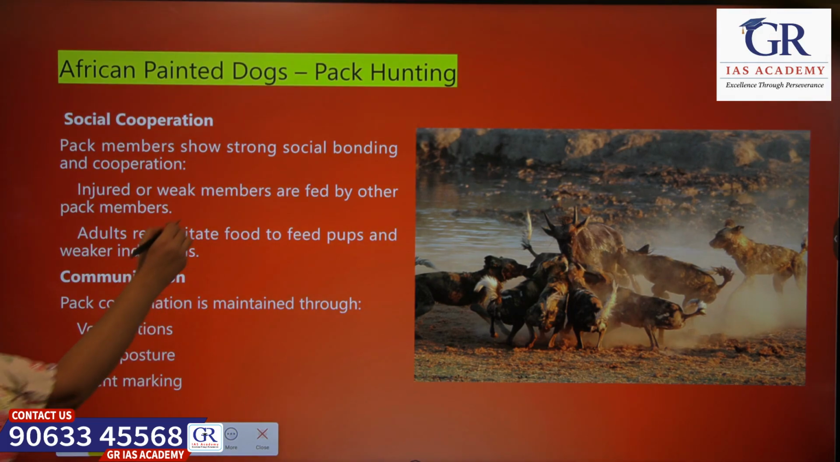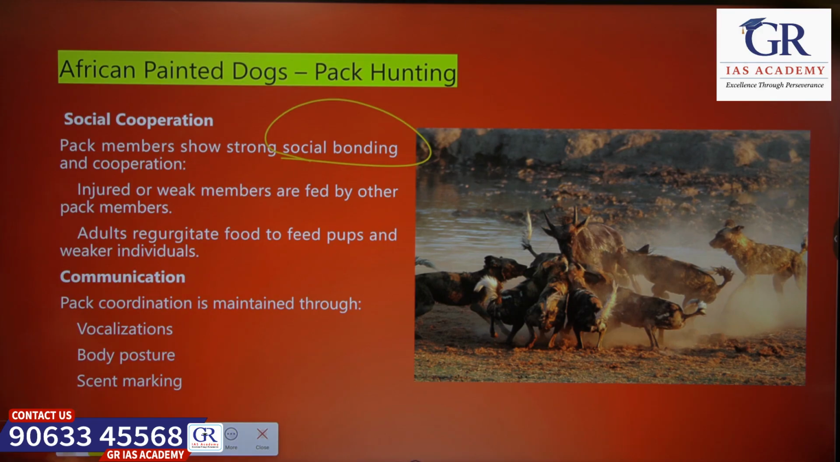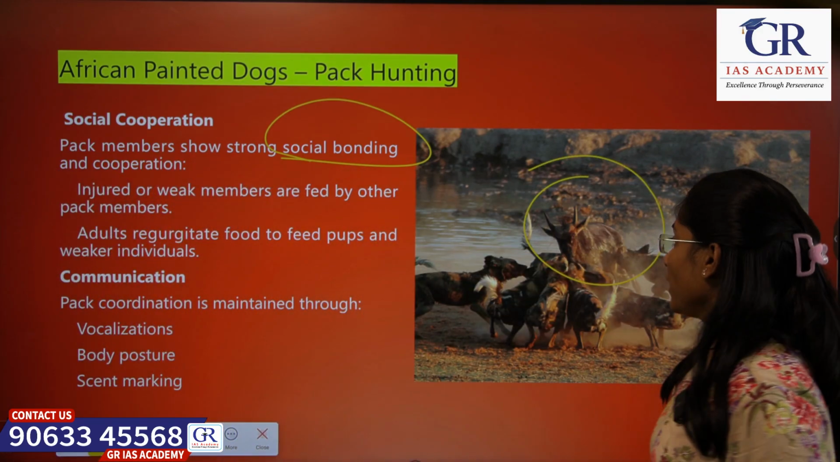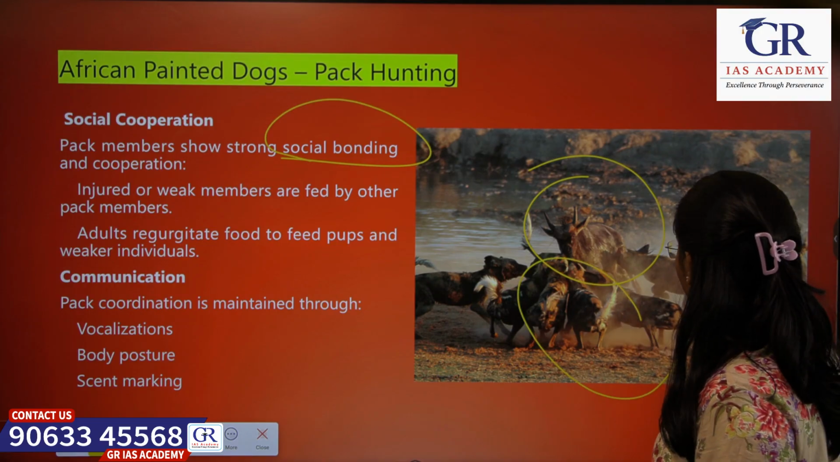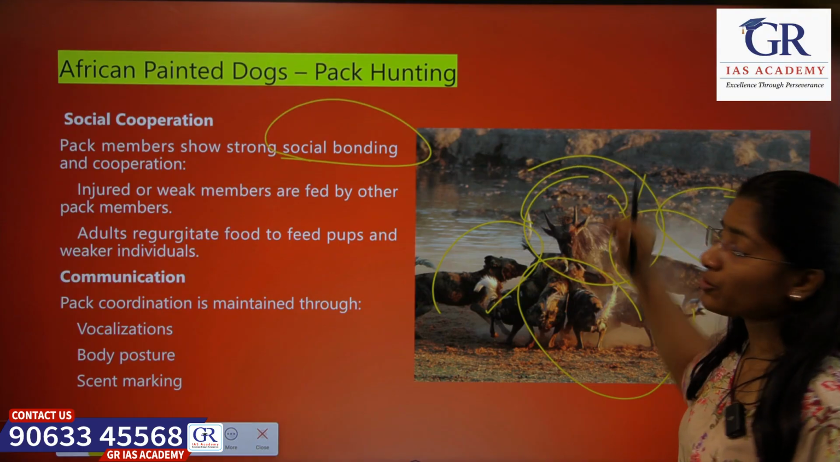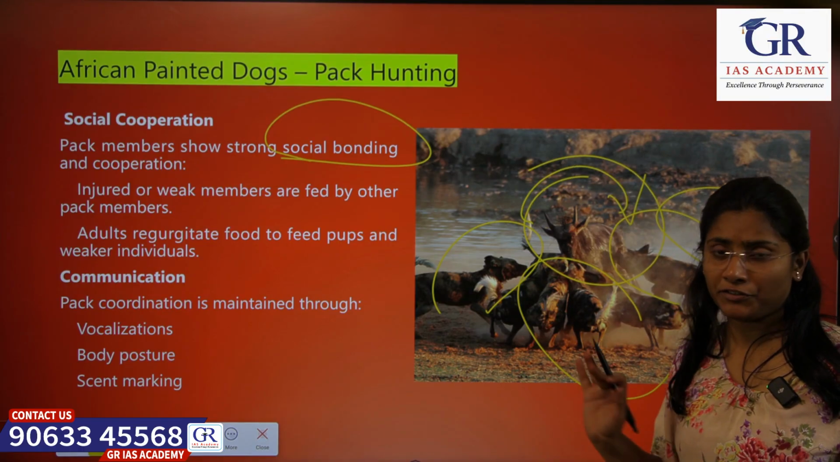So they have strong social bonding and so much cooperation. See, if you see here, there is one prey and all the dogs are attacking it with so much coordination. So they have so much cooperation and coordination.